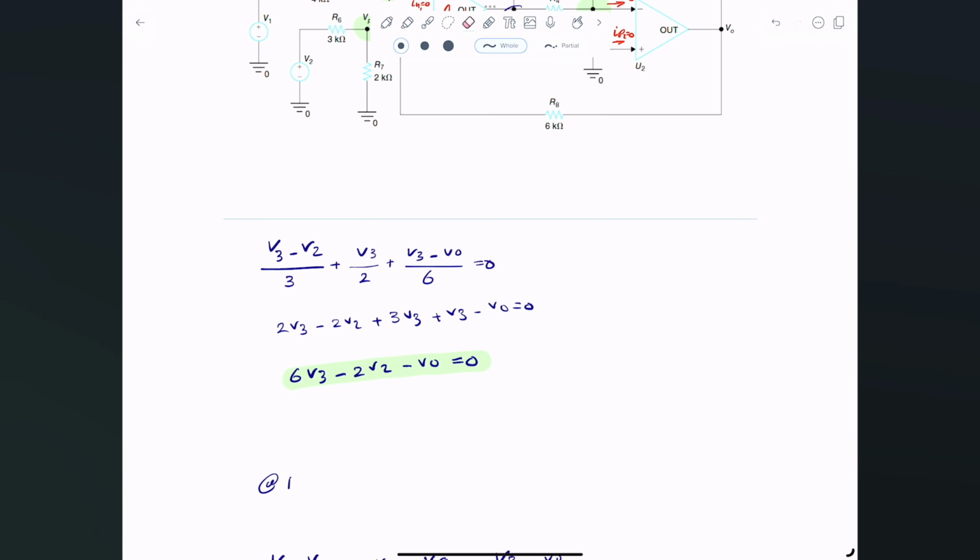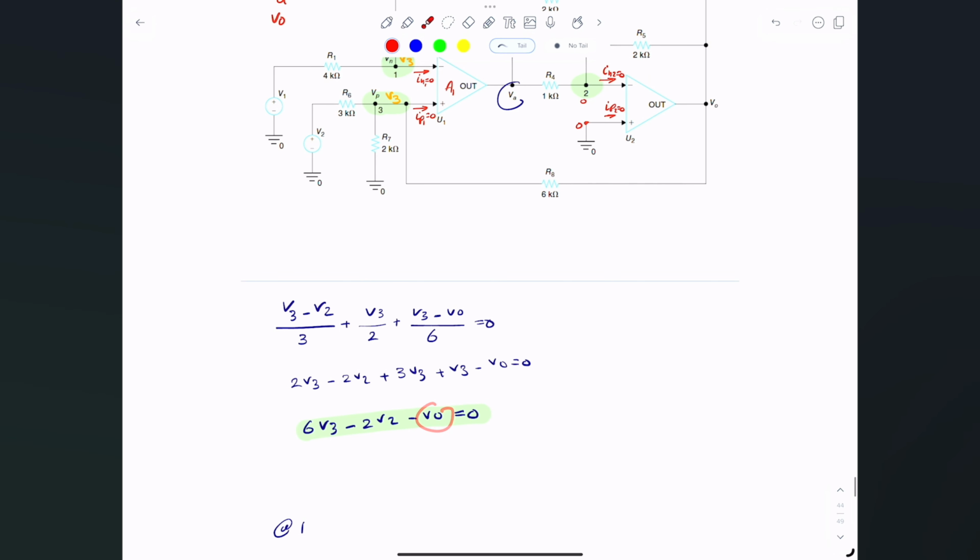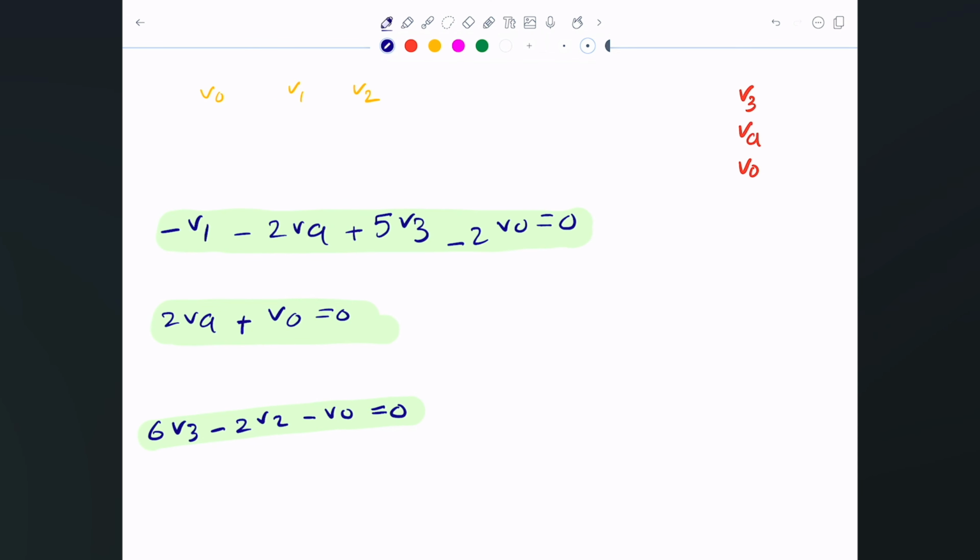So I'll have now come up with 3 different equations. I'll put them right next to each other so that we'll figure out what to do, because my ultimate goal is to figure out V naught in terms of V1 and V2. Okay, so here are the equations that we got in order. We got this one here first from node 1, this is from node 2, this is from node 3, and I have just written what the unknowns are. V3, VA, and V naught are unknowns.